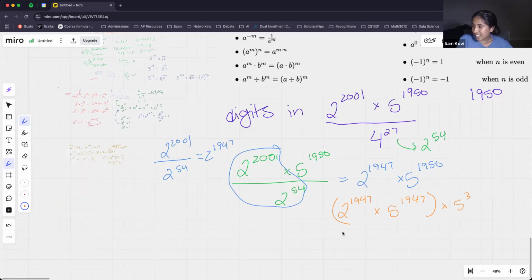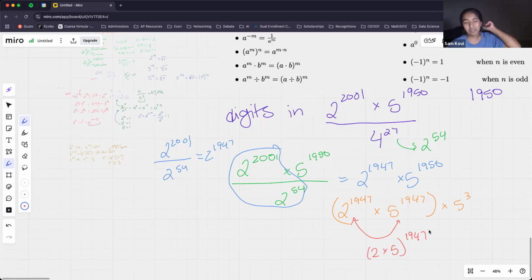Now, do you think I can group this into one exponent? What do you guys think? Yeah, okay, like Manit says, we can actually combine this by multiplying the two bases together. Okay, and also Varad kind of agrees. Yes, so what we do here is because the exponents are the same, this is 2 times 5 to the power of 1947. Now I can only do this because the exponents are the same.